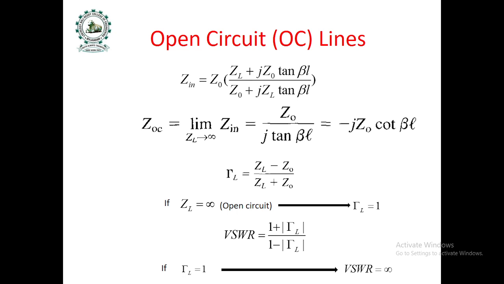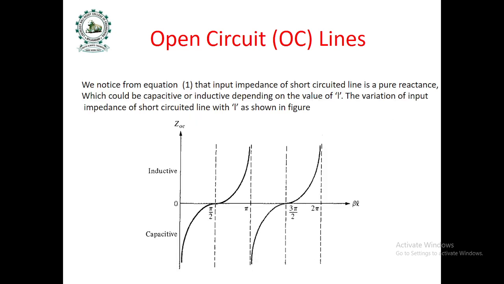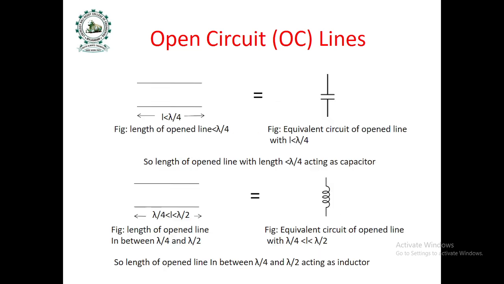Coming to open circuit transmission line, ZL equal to infinity means the input impedance of open circuit transmission line is equal to minus jZ0 cot beta L. So gamma L equal to 1, VSWR equal to infinity for open circuit transmission line. This is the input impedance of open circuit transmission line versus length of transmission line. These are the equivalent models for open circuit transmission line.